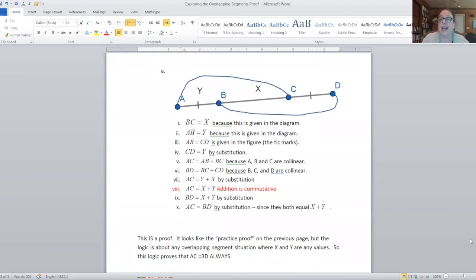And X plus Y could be anything. So this is a proof. This is a proof that overlapping segments are always congruent because it doesn't matter what the length is.